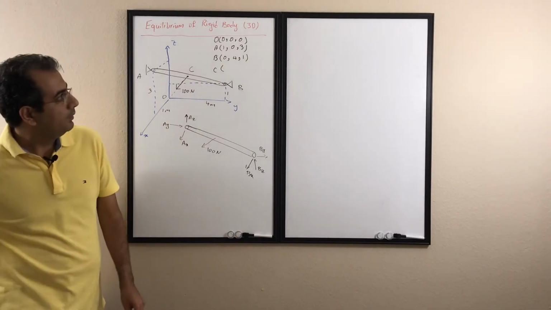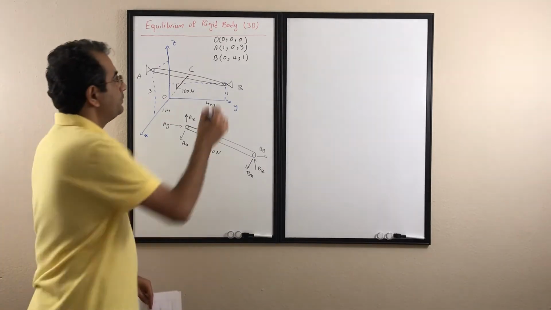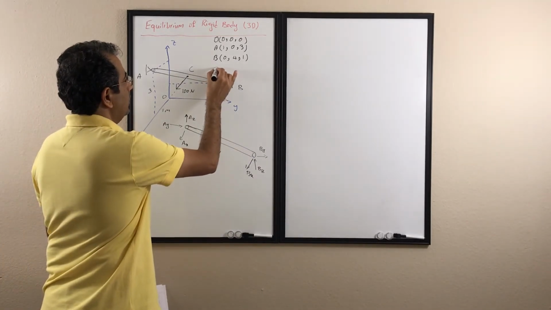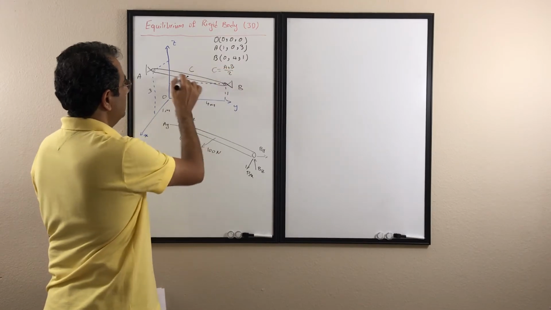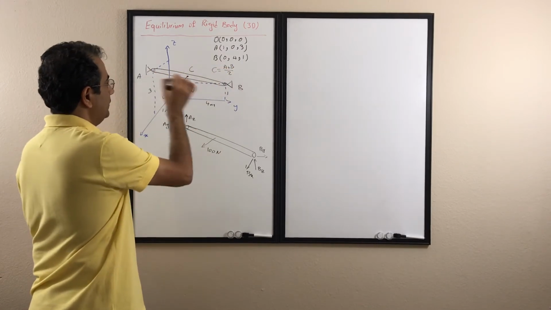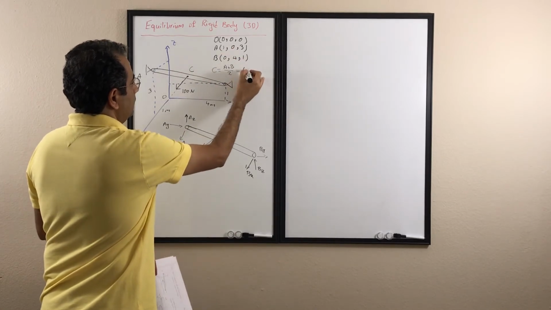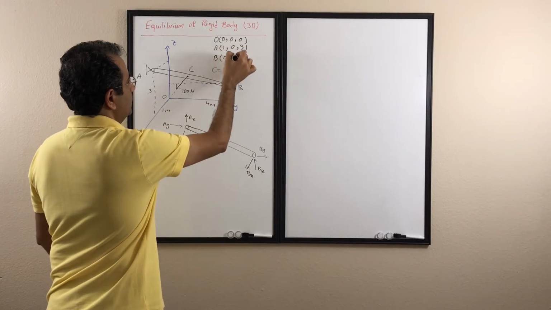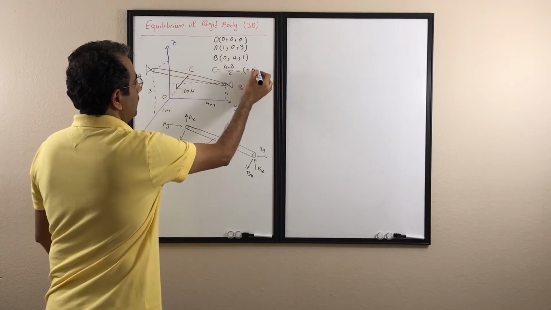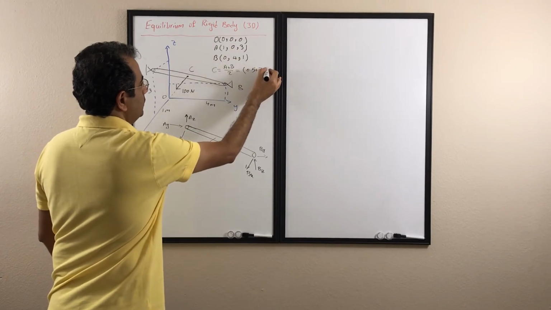In other words, C is just A plus B divided by 2, because the problem told us C is between A and B, so it's a midpoint. So it's going to be 0.5, 1 plus 0 divided by 2, 4 plus 0 divided by 2 is 2, and 1 plus 3 is 4 divided by 2 is 2.